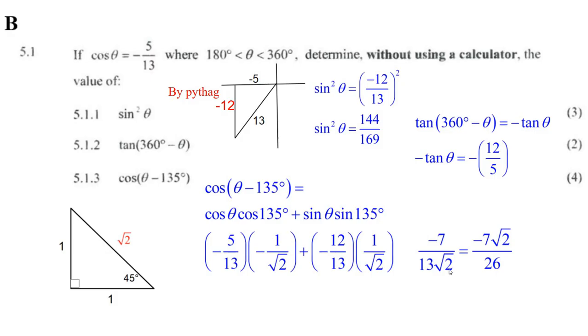Now, we don't like to leave a surd in the bottom. So if you multiply the bottom by root 2, or you put this in your calculator, it will multiply the top and bottom by root 2 and fix it so that it's minus 7 root 2 over 26. There's your answer.